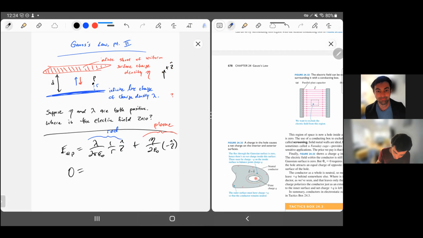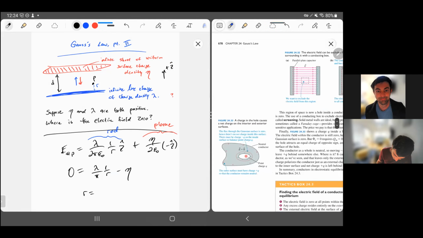If we're going to require that the electric field is 0, we can set that equal to 0. There's a factor of 2 and epsilon naught that's common to both of them. So 0 equals lambda over pi times 1 over r minus eta. Or in other words, r is lambda over pi eta.